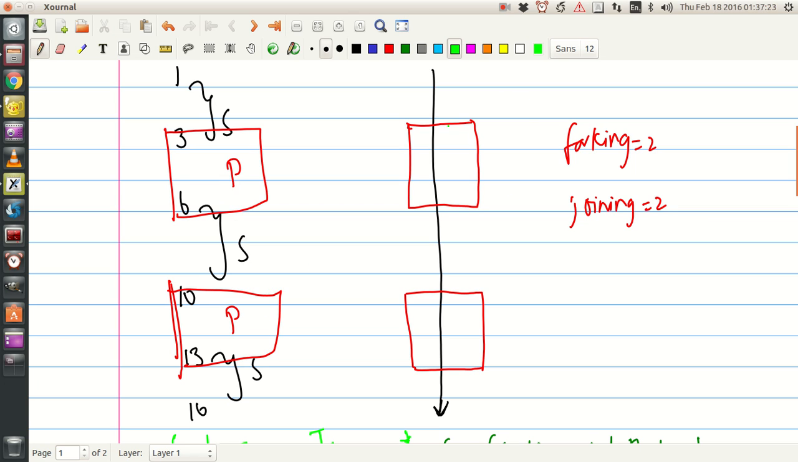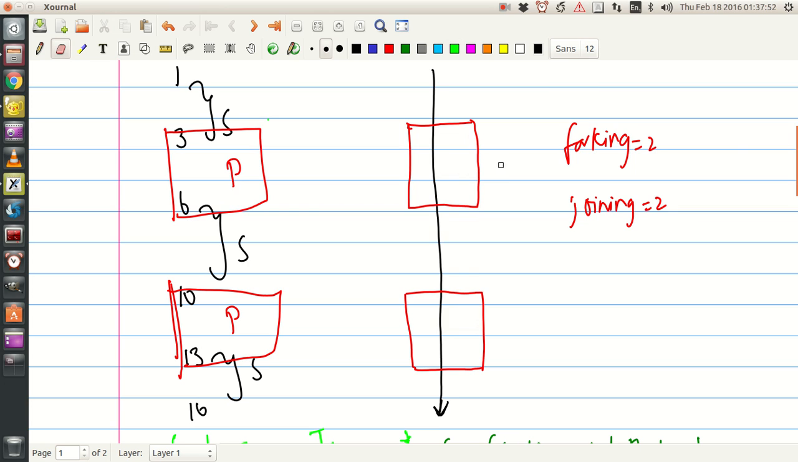So in these cases, between 3 and 6 you have to fork and join once, and between 10 and 13 you have to fork and join once, denoted by the red lines over here. This is a parallel regime. This is another parallel regime over here.